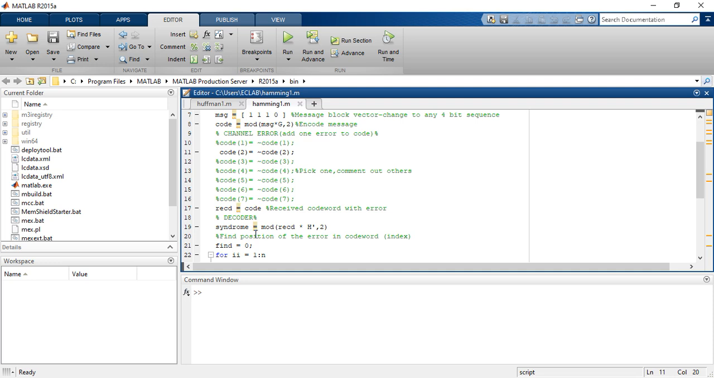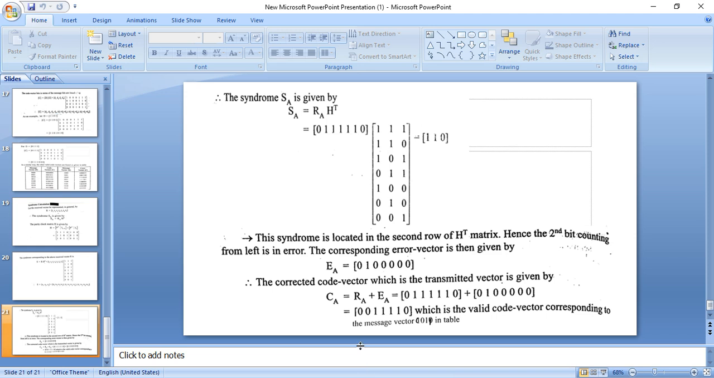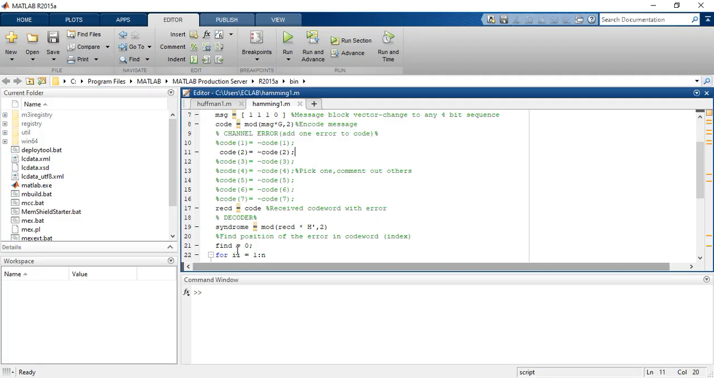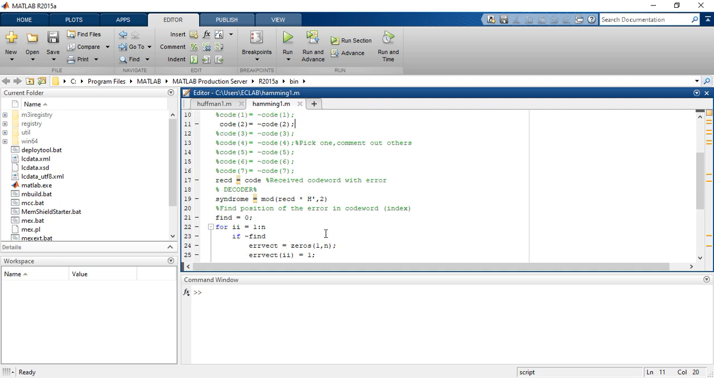So what does it do at the decoder side? First, the syndrome will be calculated. What is the procedure? S is equal to R into H transpose. The syndrome is the received data with error multiplied with H transpose, with the multiplication done using modulo 2 addition. Now we need to find the position of the error in the code word.